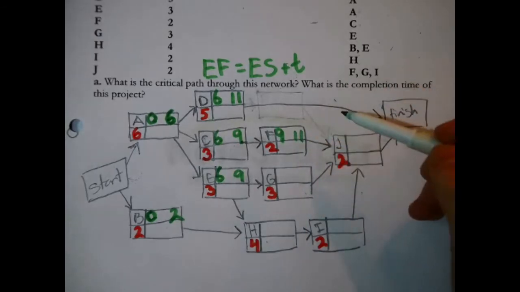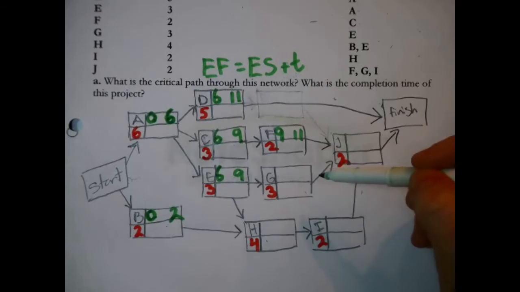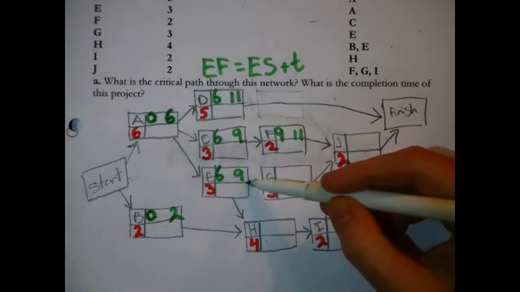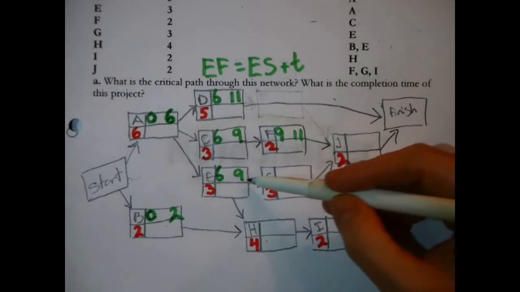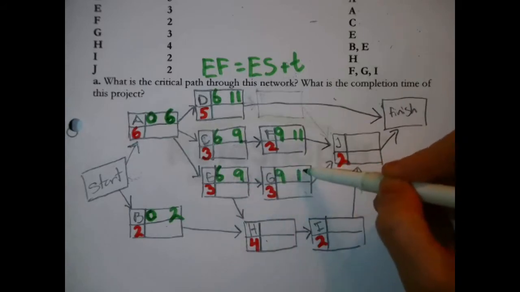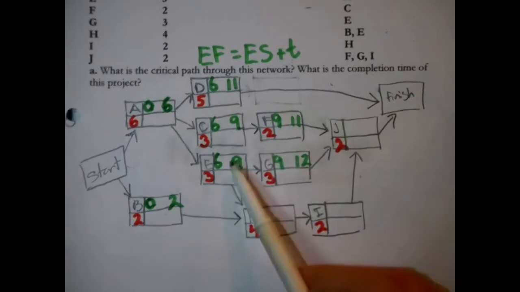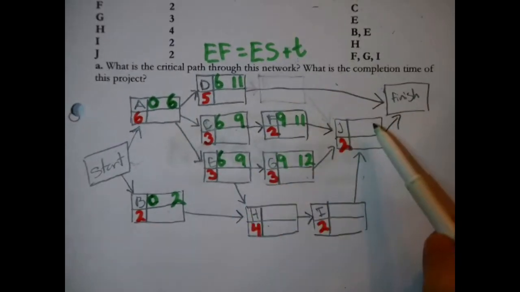Now, who else? G. G's another pretty straightforward one in that it's just waiting for E to finish, right? Okay, E will finish at the earliest in 9 days. 9 plus 3 is 12. The early finish time for G is 12. Now, we're done with this step when we have done this for each of the tasks.